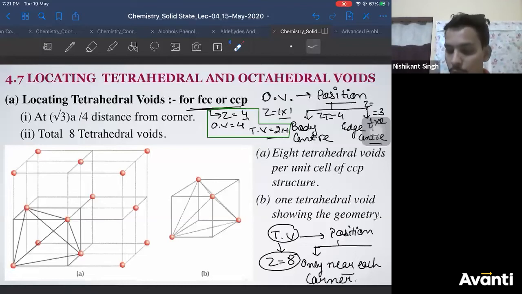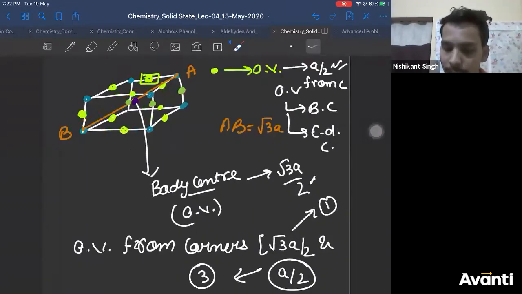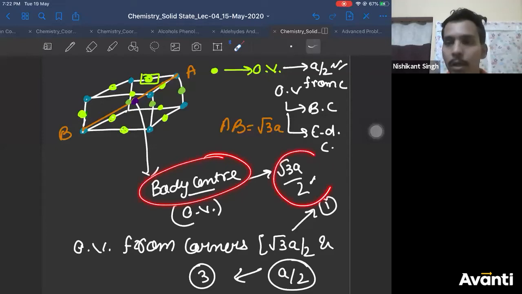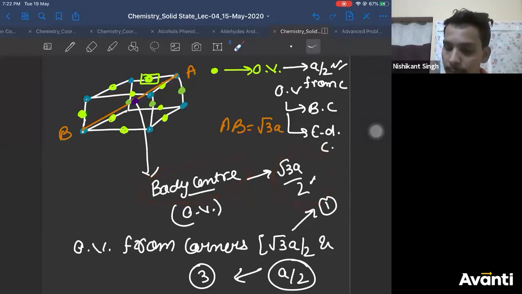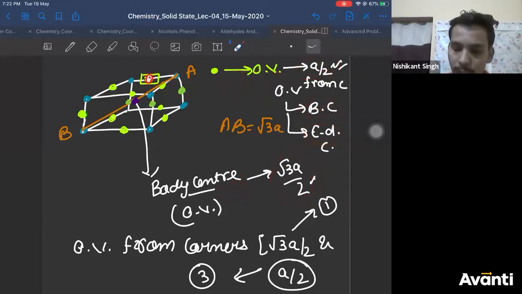So then I also gave you the exact position of the void by doing the calculations. And I said the body center void is located at what distance from the corner? Root 3a by 2. And an octahedral void is also present at the edge center. So edge center, body center. The body center octahedral void is at root 3a by 2. And the edge center octahedral void is at what distance from the corner? A by 2. This is your edge center. This is your body center.